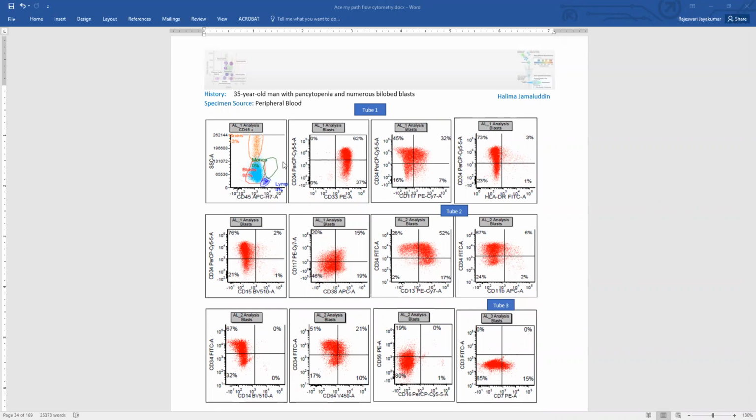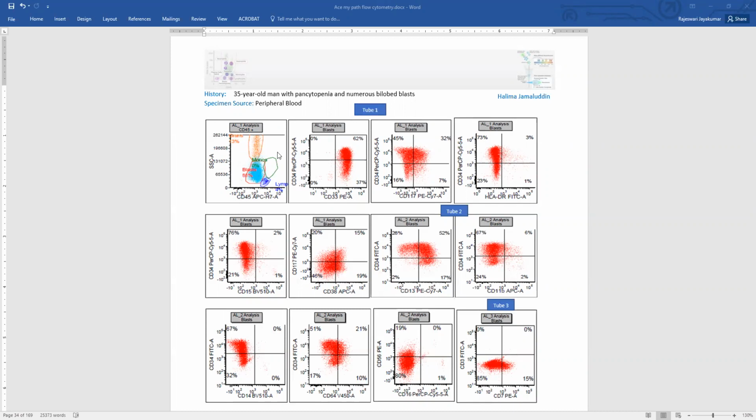Nothing essentially in the monocyte gate. The granulocyte gate has 3% cells that are characterized by high side scatter and dimmer CD45 than lymphocytes. And we see a large population, that is 81% in the blast gate, which is defined by low side scatter and dim CD45. However, here we see that the side scatter is kind of increased, and it's kind of merging with the granulocytes here.